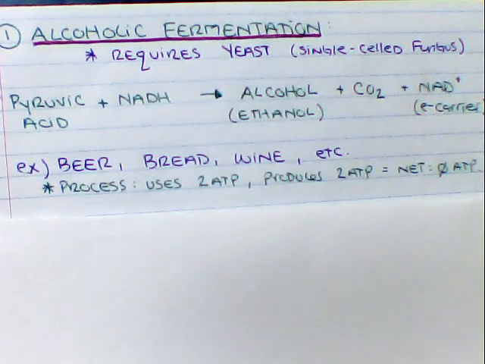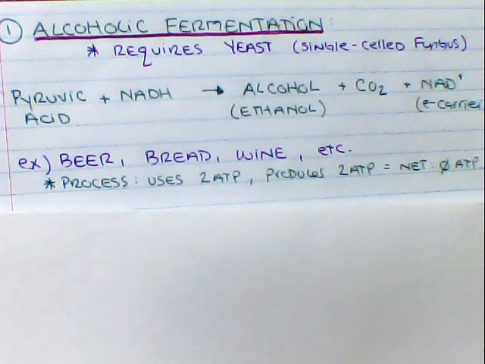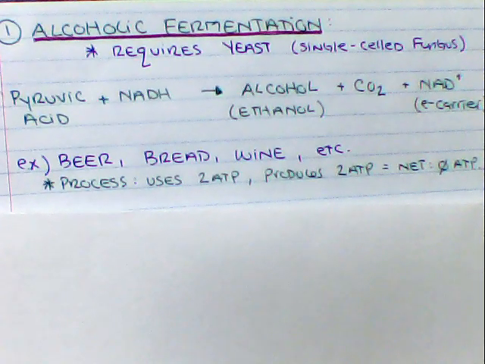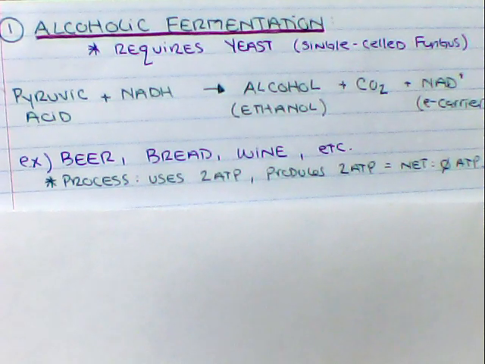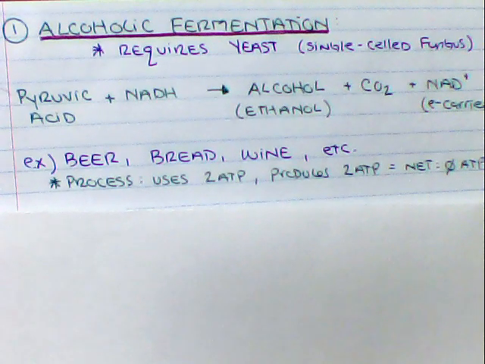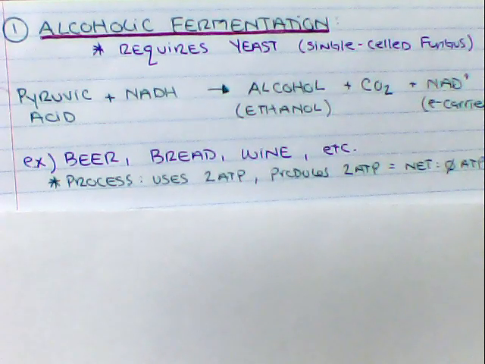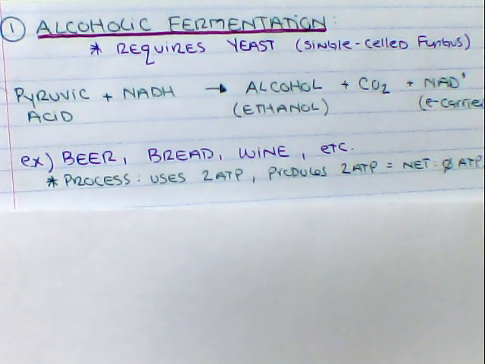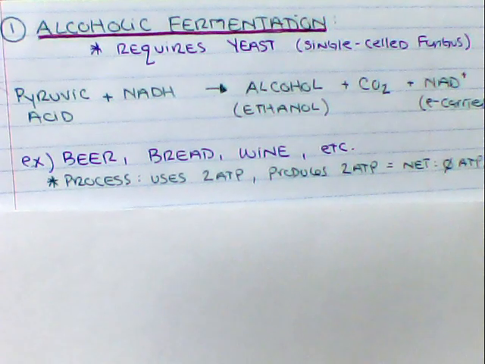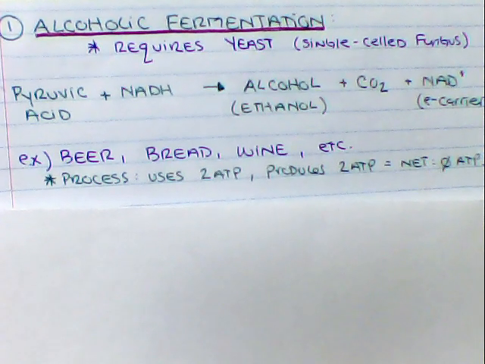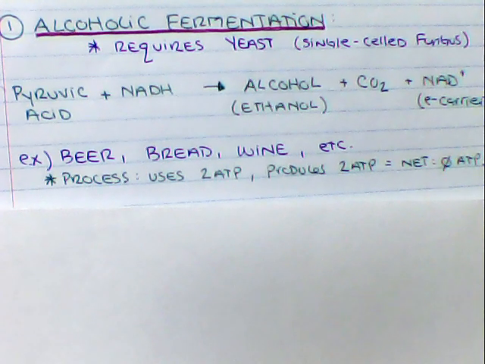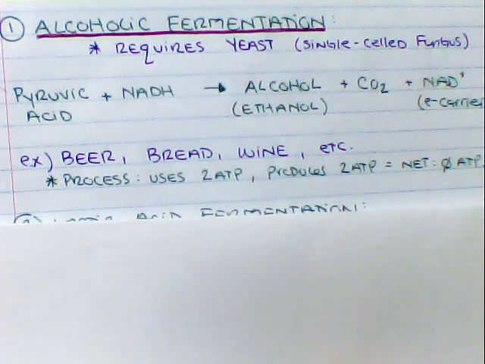Now, some examples of alcoholic fermentation include beer making, bread making, and wine. Just to remind you, because I know some of you are asking, what happened to the ATP? The process of alcoholic fermentation actually requires 2 ATP. It produces 2 ATP. So if it required 2 and produced 2, our net product is 0 ATP.